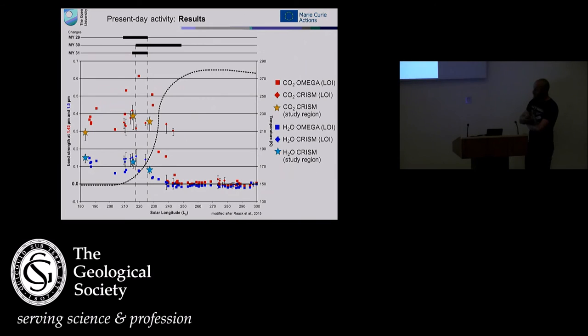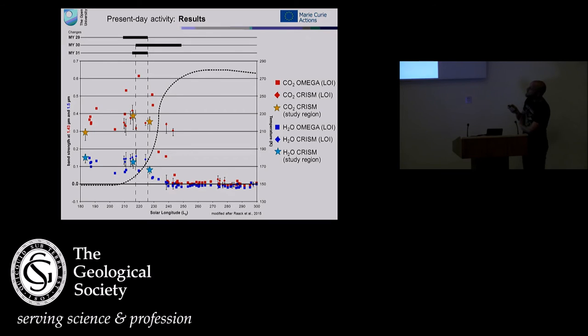We want to make a more seasonal overview of the area, and we looked into every CRISM and OMEGA image, not only in the study region itself. In the study region we have only three of them, which are marked with the stars here. But we extended the study area to the whole Sisyphi Cavi at the same latitudes, and this is also shown here.